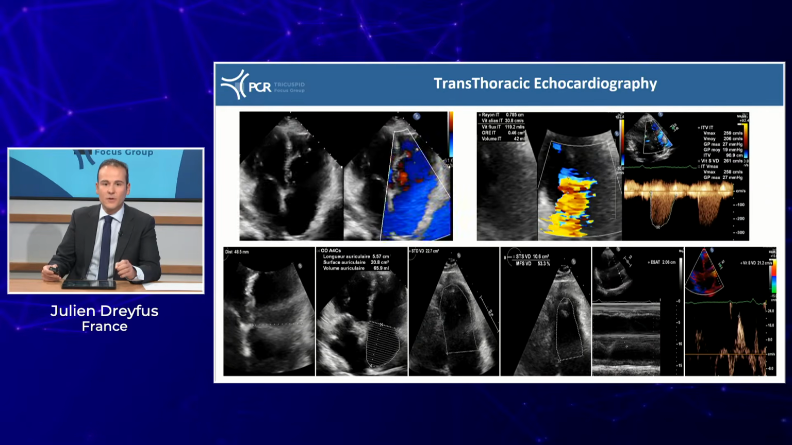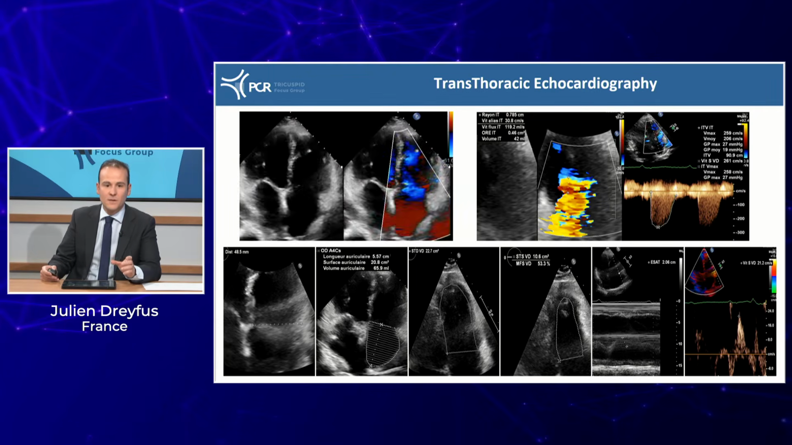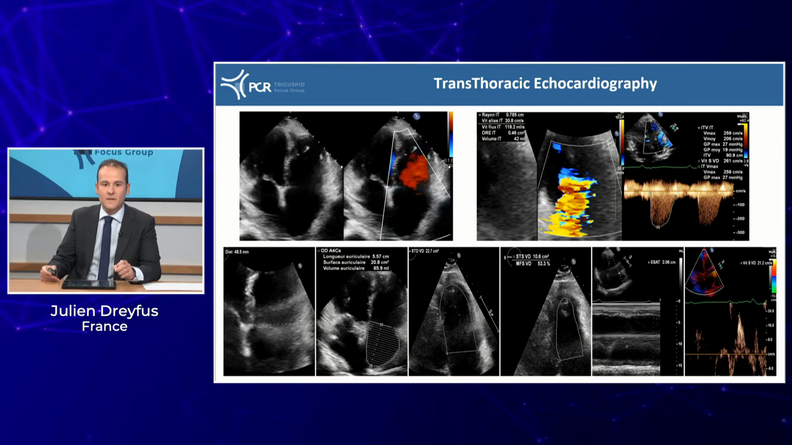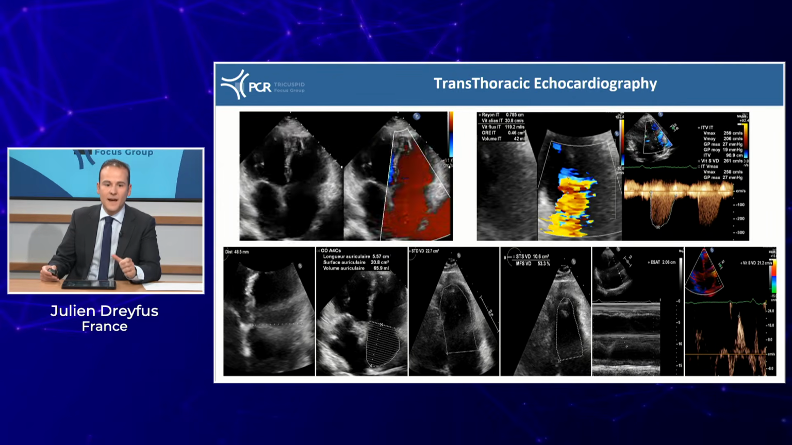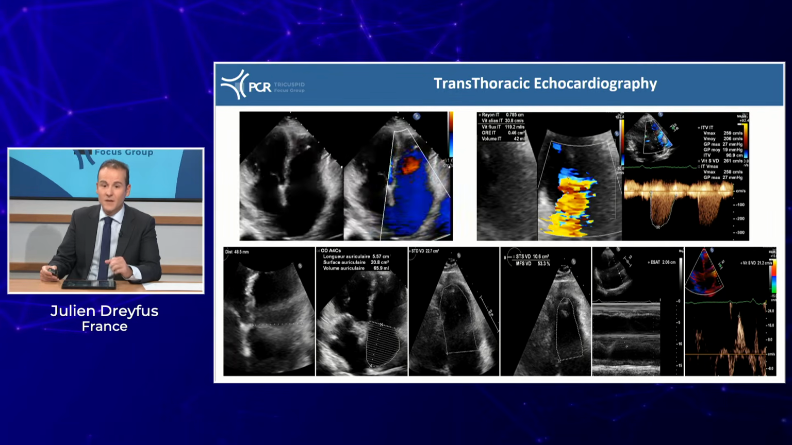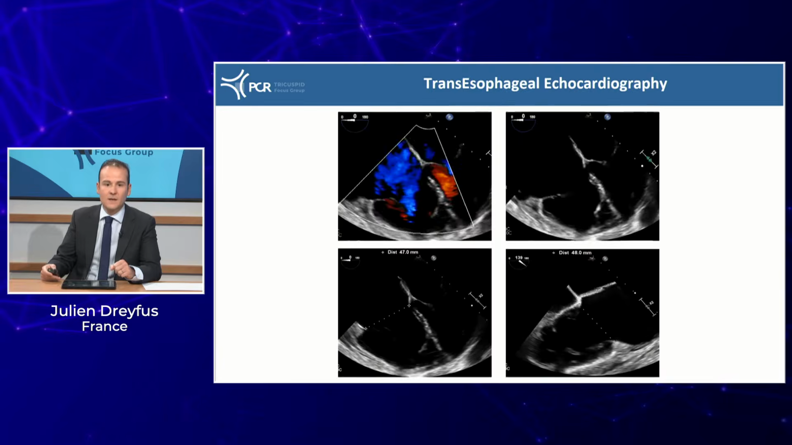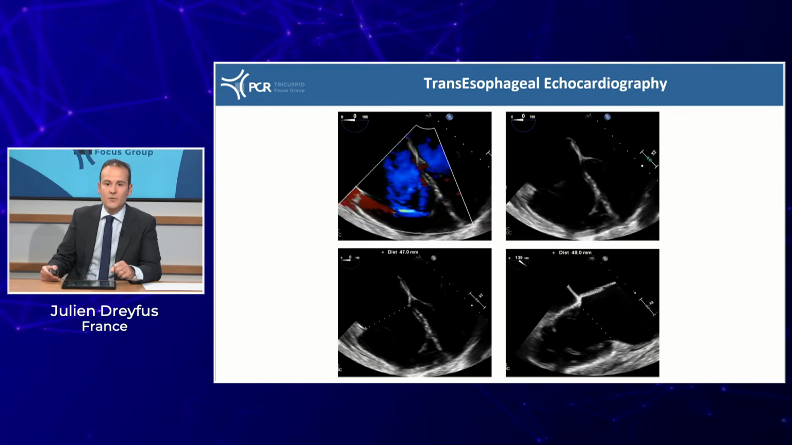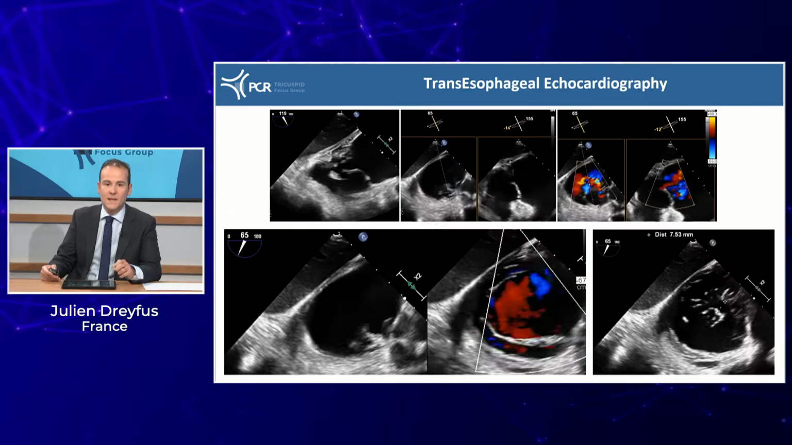Transthoracic echo showed severe TR. You have to consider that right cavities are on the right side of the screen. So severe TR with dilation of the tricuspid annulus, with dilation of the right atrium, with dilation of the right ventricle, but no impairment of the right ventricle. Transesophageal echo confirmed severe TR due to tricuspid annulus dilation.